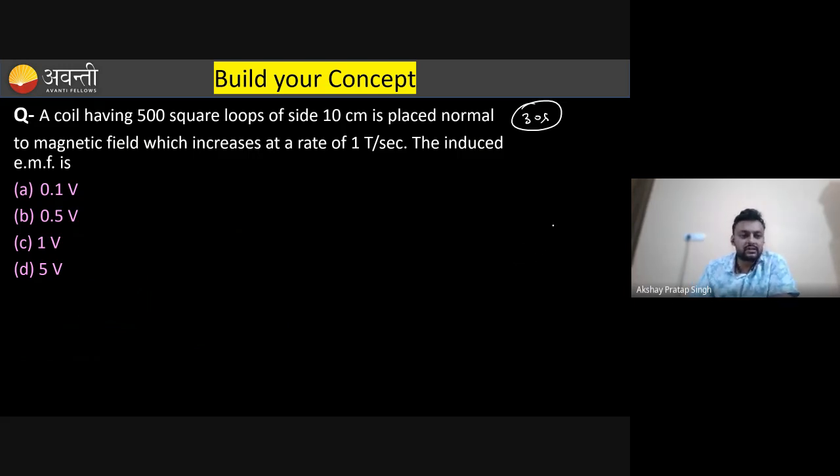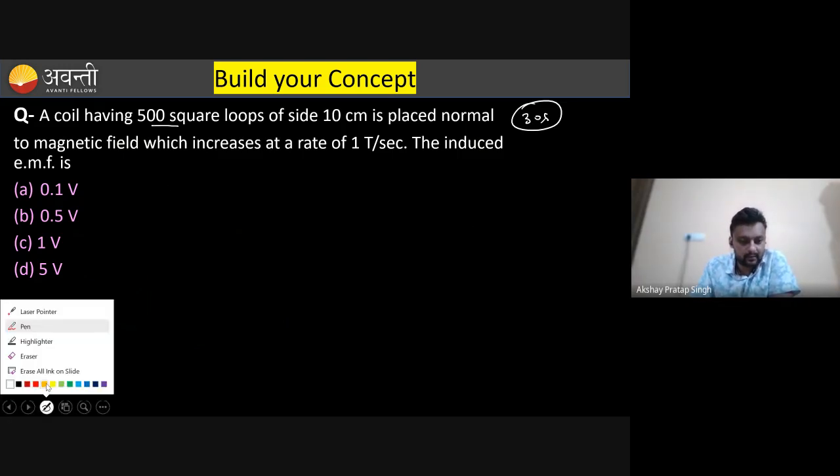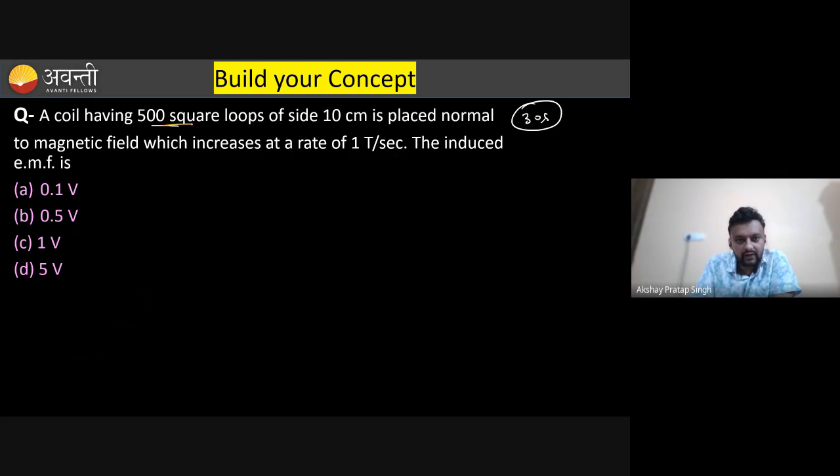Now, the question says a coil having 500 square loops of side 10 centimeter is placed normal to the magnetic field. That means flux will be maximum. The magnetic field is increasing at a rate of 1 Tesla per second. The induced EMF is... whenever you see the term induced EMF, it is d phi over dt.